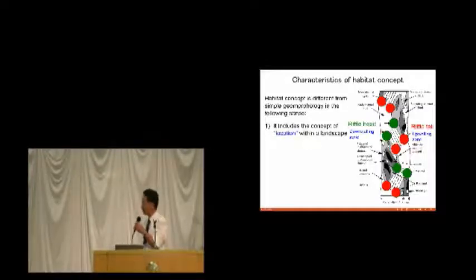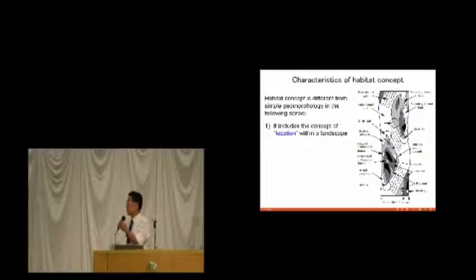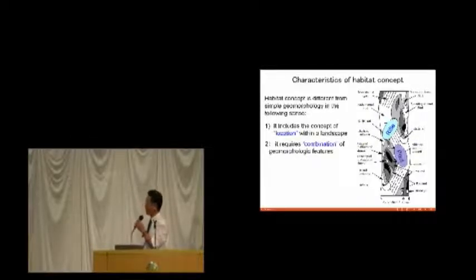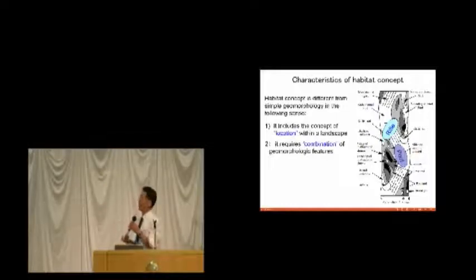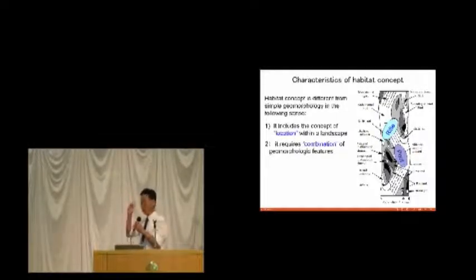And the next one is the combination of the geomorphological features. Some inhabitants will need both geomorphologies for completion of their life cycle or for the completion of their daily life. It depends on the species, but anyway, not only one component is important, but the combination is also important.